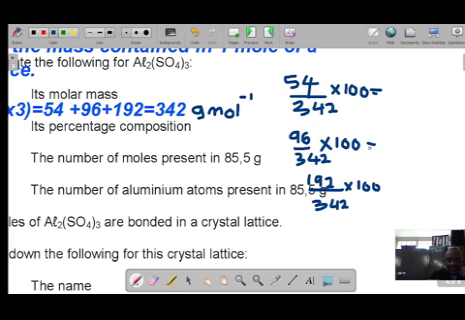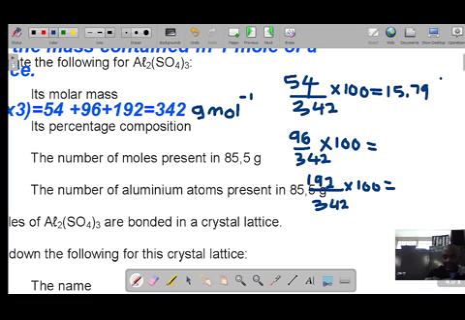For this first one, which is aluminium, what's our answer? Let's check it out here. That is 54 divided by 342. It gives us 15.79%.